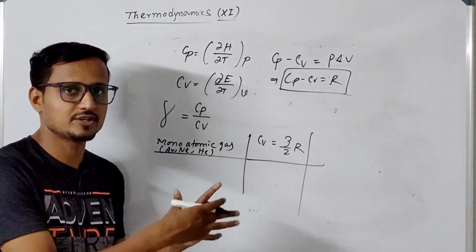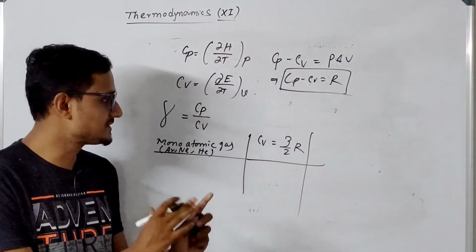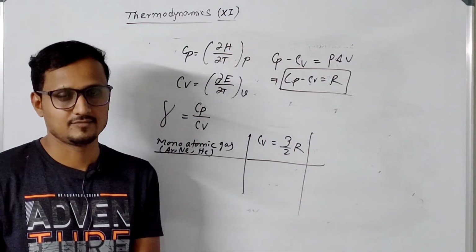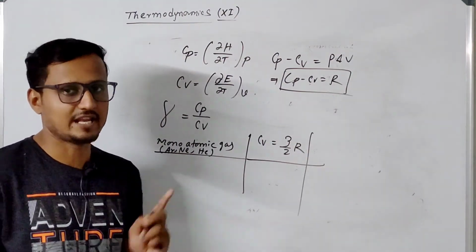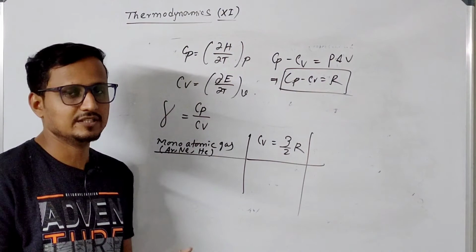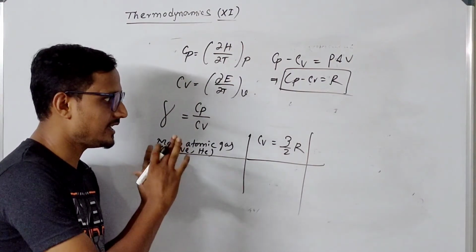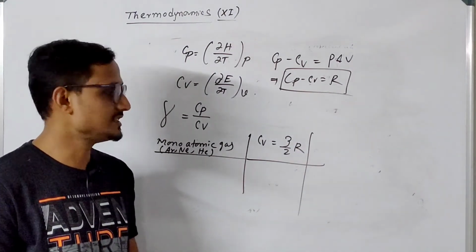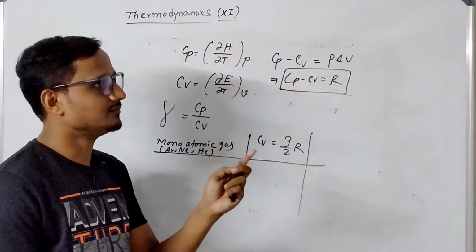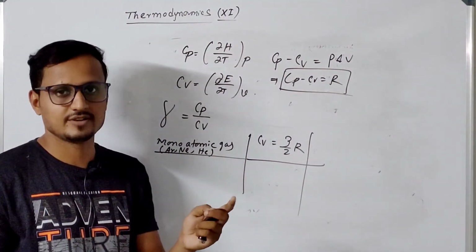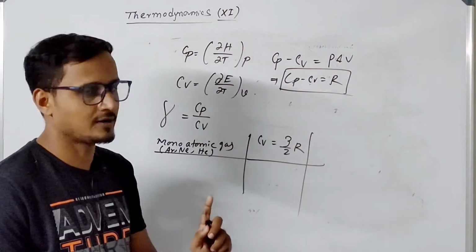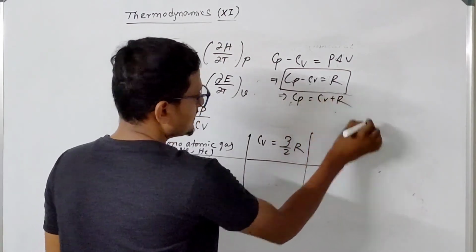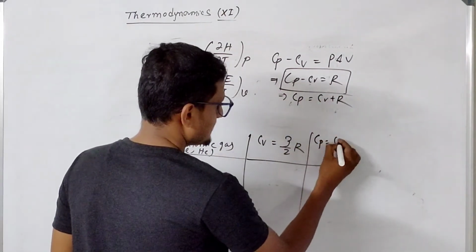What are we going to calculate? We are going to calculate the ratio of Cp and Cv, that means the value of gamma, for monoatomic, diatomic and triatomic gases. If you remember this chart properly, you will get one question from it almost every year in NEET or JEE. Probably in 2017 or 2018 this kind of question was given. So Cv equals 3/2 R. Now if Cp minus Cv equals R, then Cp equals Cv plus R.